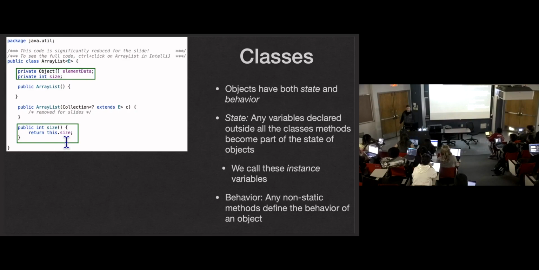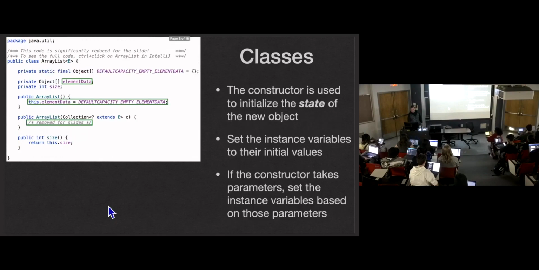The class is used to create objects. This class is going to be used to create array list objects. But the non-static variables and methods in the class are going to be the state and behavior of objects of that type. And static will belong to the class, but non-static belongs to objects of that class. So we have state and behavior, like we would expect from after looking at our player class.